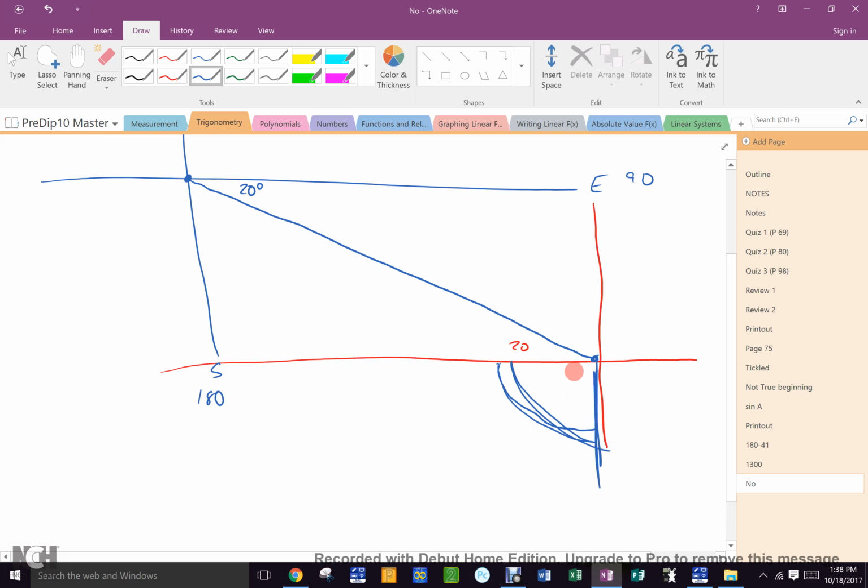Just this part. 90 plus this 20 makes 110. This is fitting. This is 20. S side, A angle, S side.